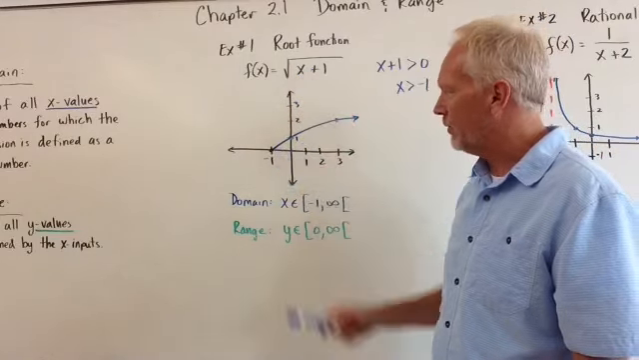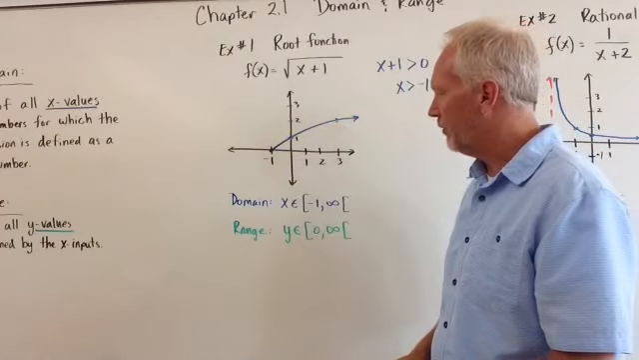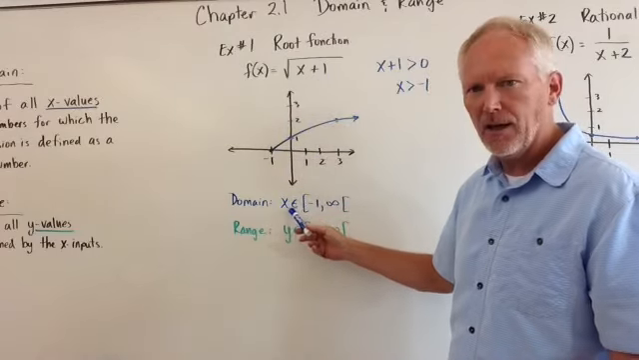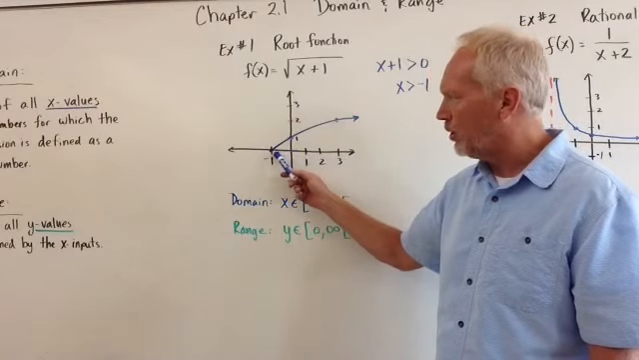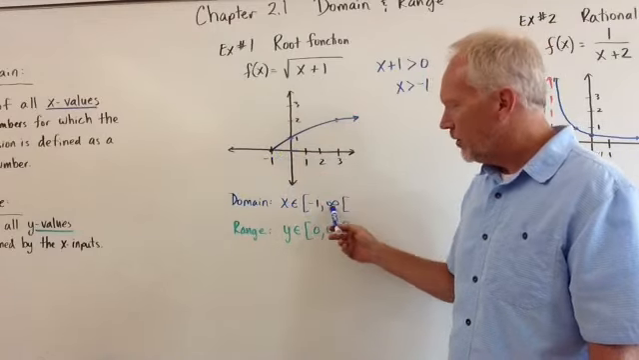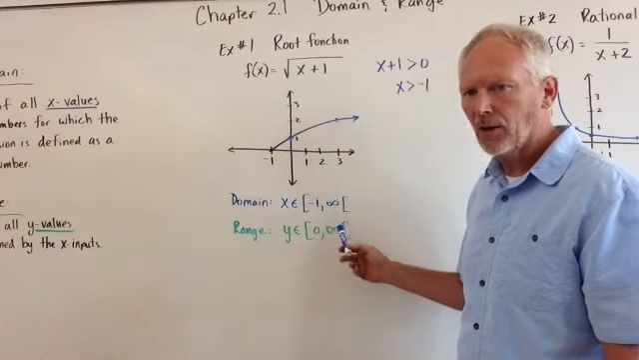And then we keep plugging numbers in. 0 gives 1. 3 is the next even one that we want, and that's going to be 4. So our domain then is x is an element from negative 1 included, because we can use the value, to infinity, infinity not included.